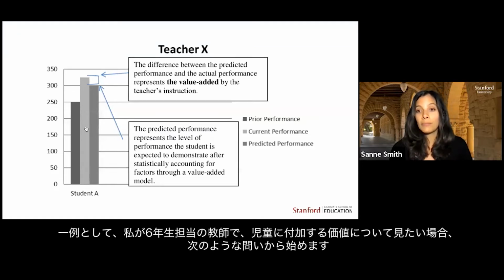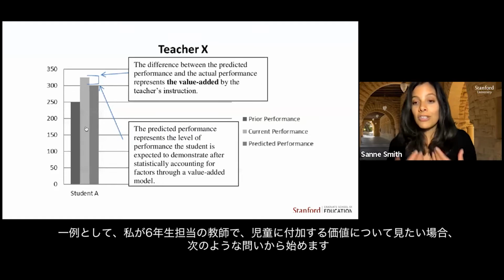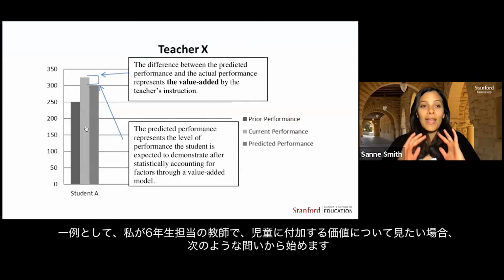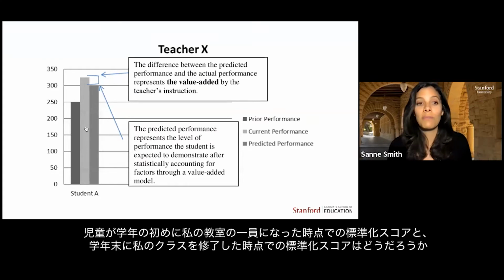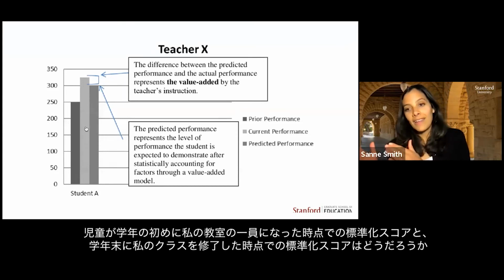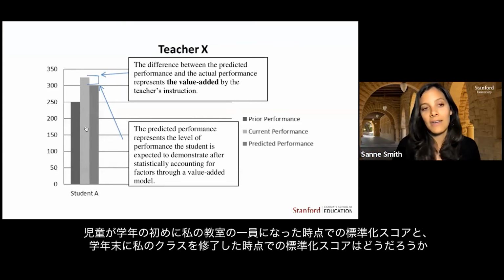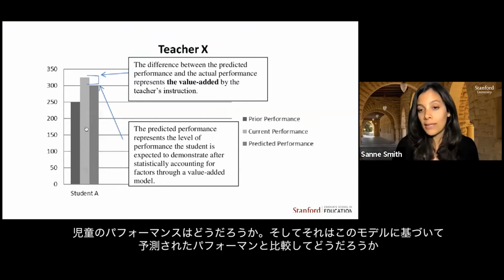So just as an example, if I'm a teacher in the 6th grade and I want to see how much value I add to my students, I could start off with what is the standardized score of my students when they join my class at the beginning of the year, and when they complete my class at the end of the year, how are they doing, and how does that compare to what I might have expected based on a particular model?